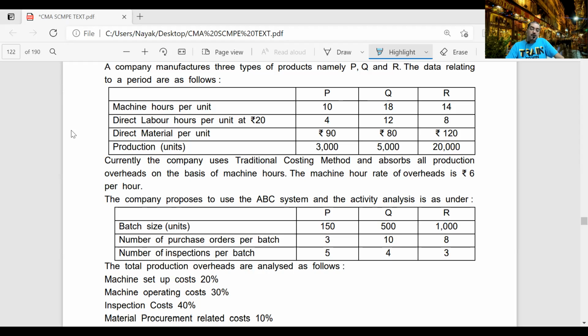So, we are having the machine hours per unit, direct labor hours per unit at 20 rupees. And that is given to us as 4, 12, and 8. How many hours will be there like that? It is at 20 rupees per unit. How many hours for P, how many hours for Q, how many hours for R?